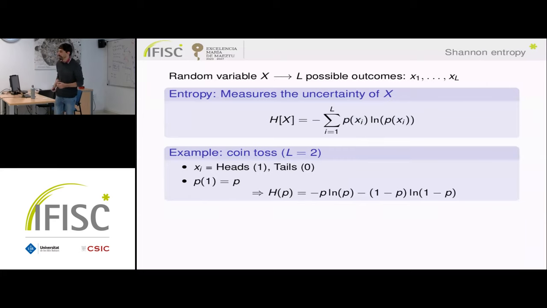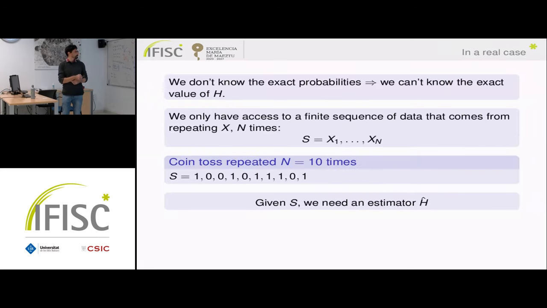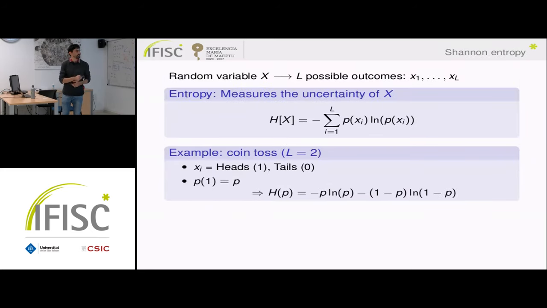So if we take a random variable x that has L possible outcomes, x1 up to xL, the entropy of x is a measure of the uncertainty of x, and it can be calculated as minus the sum of the probability of each outcome times the logarithm of the probability.